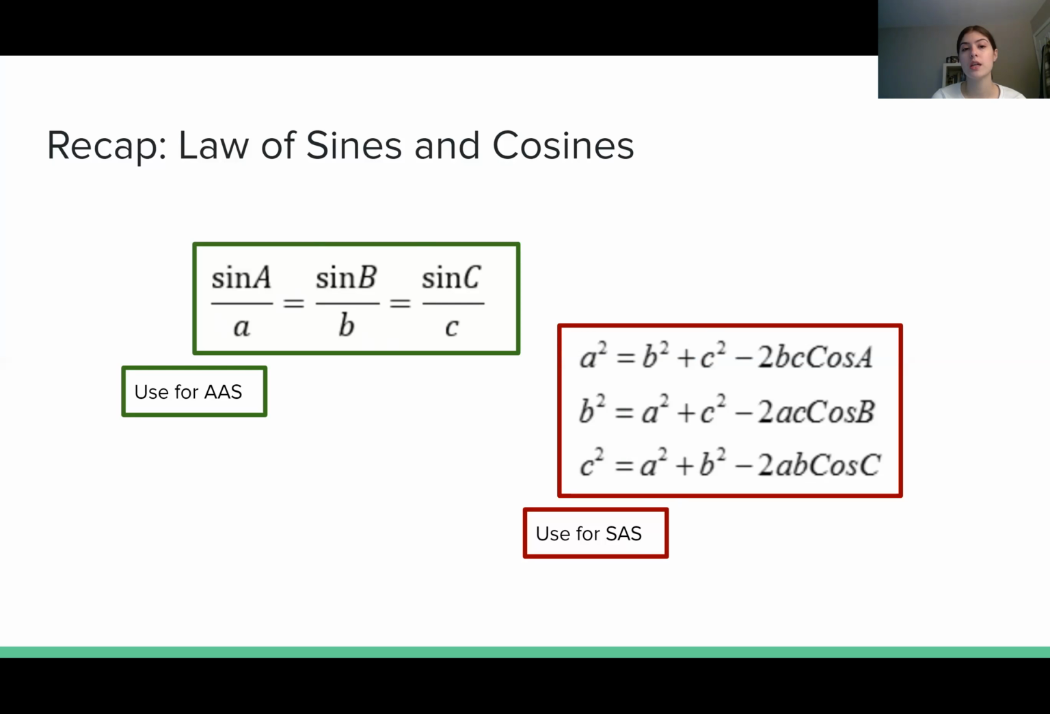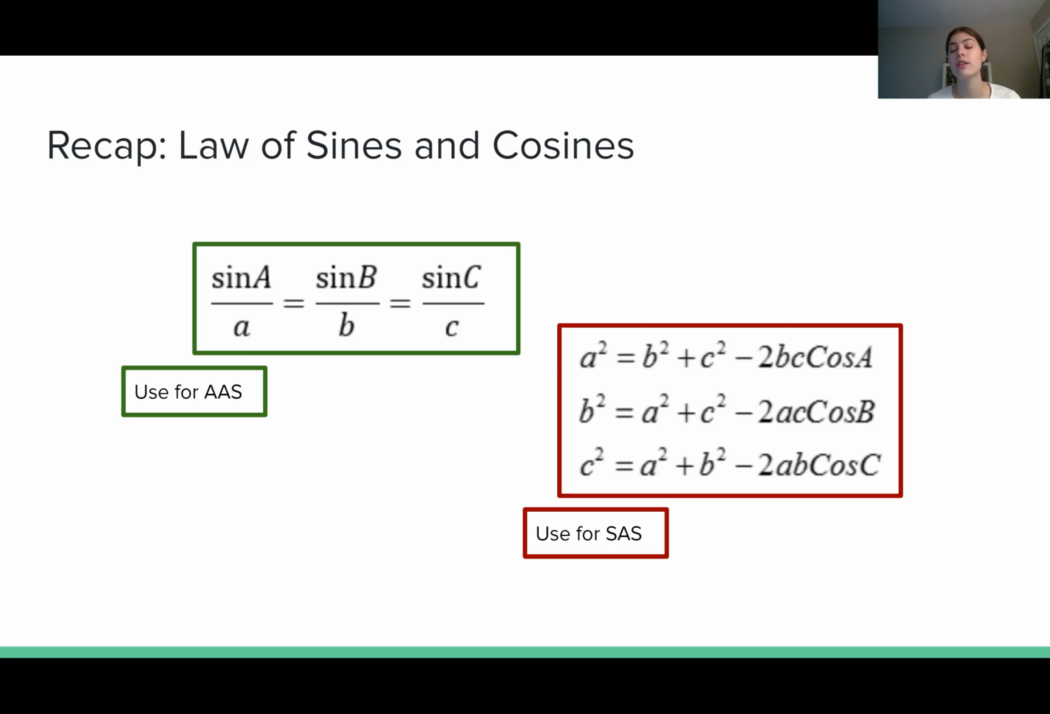And when we're using this formula, we're only going to be using 2 out of the 3 ratios to solve for a missing side. And for our purposes, we're mainly going to be using this in instances where we are given angle, angle, side. All right.